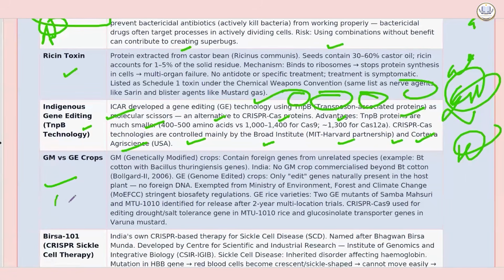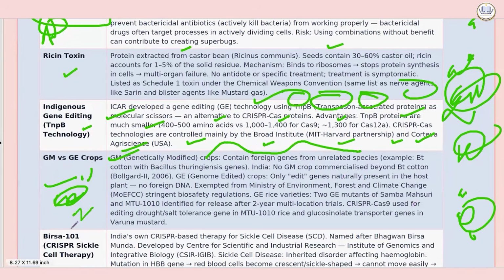Then we have GM and GE crops. GM is genetically modified. GE is genetically engineered, which is genome edited. GM crops contain foreign genes from unrelated species, like your Bt cotton, Bacillus thuringiensis.